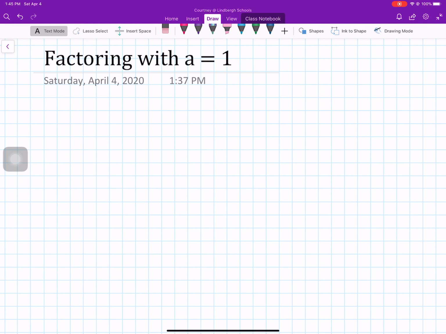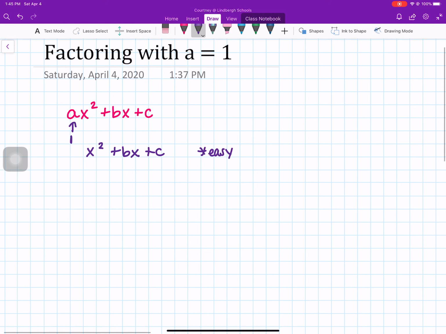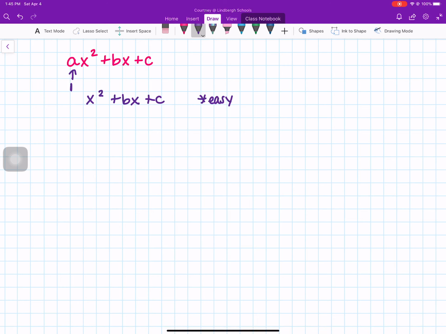Today we're going to be factoring with a equal to 1. When we factor with a equal to 1, remember that typically our quadratics are going to be in the form ax squared plus bx plus c. So when a is 1, that means that we just have x squared plus bx plus c, which makes this kind of like an easy factoring problem, because it's always going to factor into this form if it can factor.